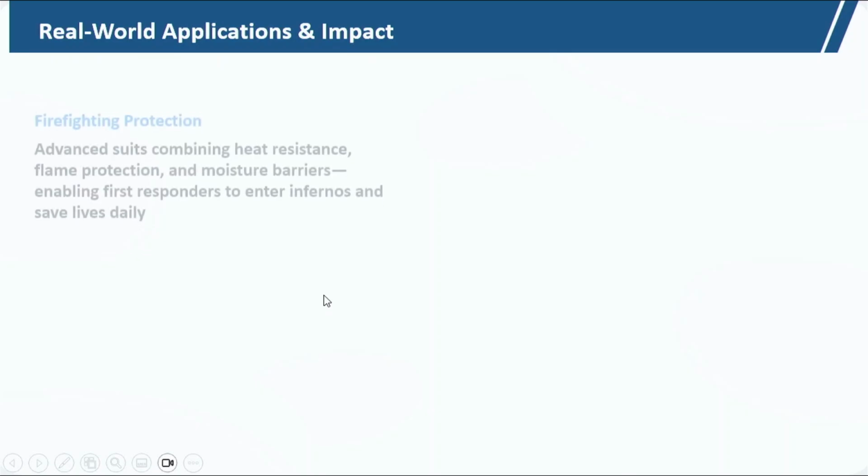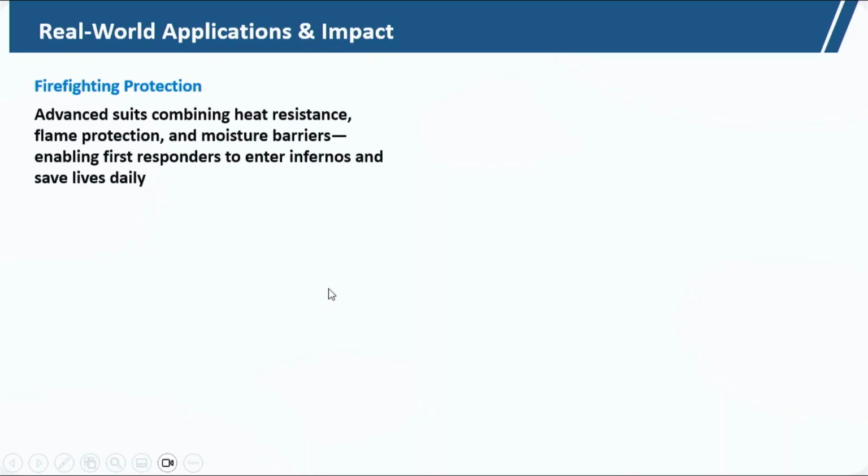Now, let us see the real world applications. Firefighter protection, in advanced suits. In smart textiles, if we try to use smart features in firefighter clothing, the advanced suit combines heat resistance, flame protection and a moisture barrier.